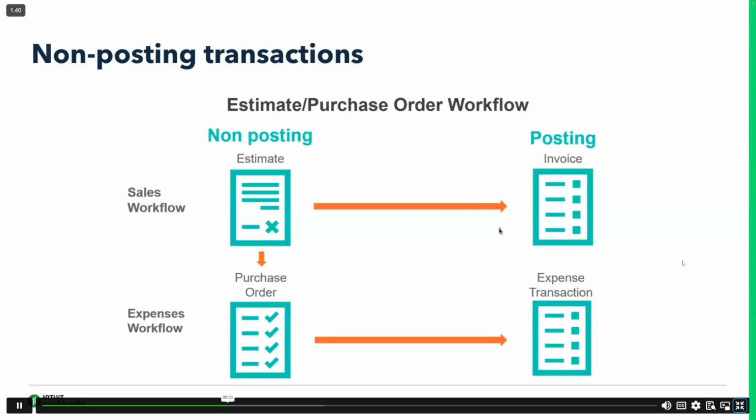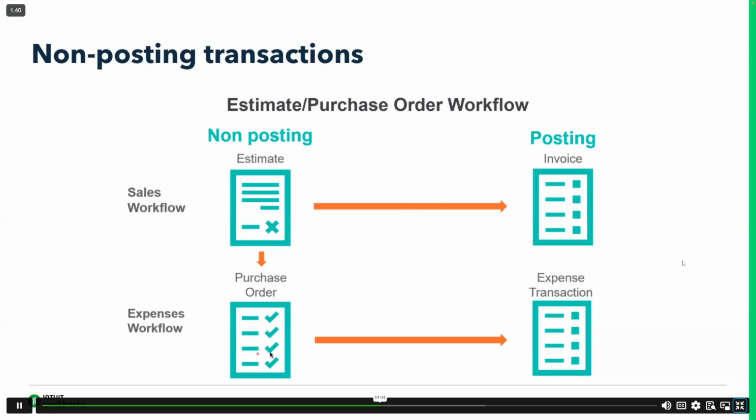Posting transactions, obviously posted to your GL. It is possible to add more than one non-posting transaction to an invoice. So you may have 2 or 3 or 4 estimates that you want to bill all together on one invoice. You can absolutely add multiple estimates to that invoice. That estimate from your sales workflow can also be used to generate a purchase order to help support the payable side of that particular transaction and get the cost of goods orders flowing.